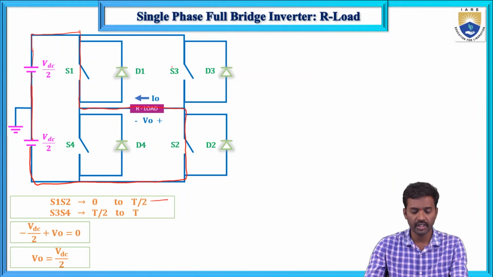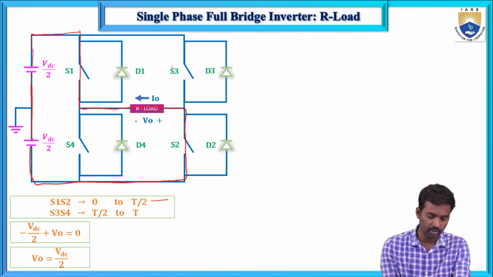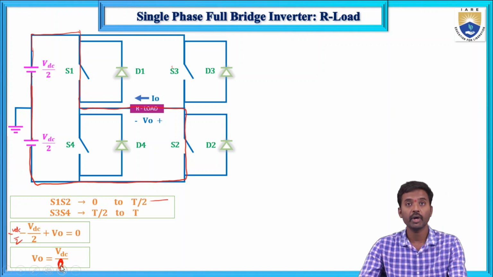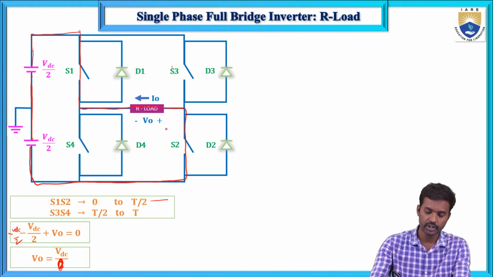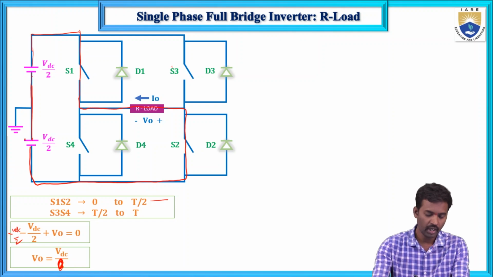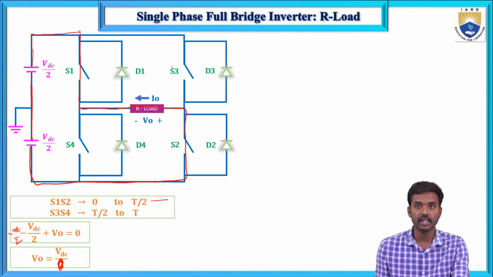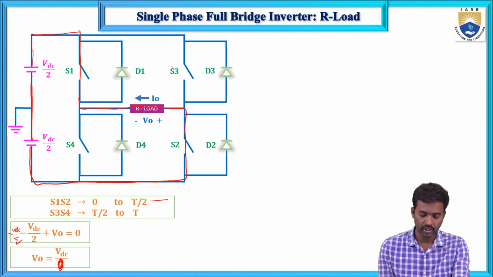And next case, minus VDC by 2 plus again minus VDC by 2. So now this is VDC only. Minus VDC by 2 plus minus VDC by 2. Here minus VDC by 2 minus V0 and again minus V0. So that is VDC by 2. And next in the second half cycle, in this case V0 equals to VDC only.